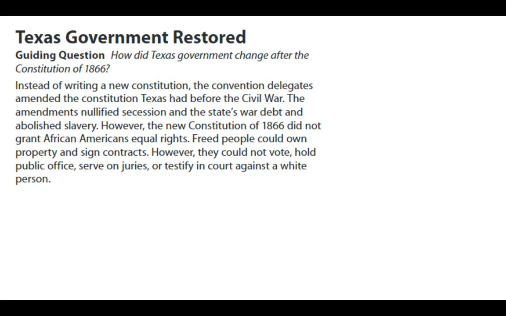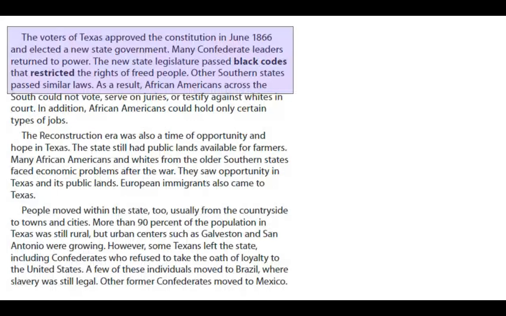Freed people could own property and sign contracts. However, they could not vote, hold public office, serve on juries, or testify in court against a white person. The voters of Texas approved the Constitution in June 1866 and elected a new state government. Many Confederate leaders returned to power.